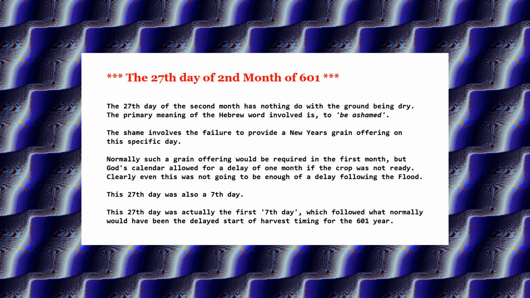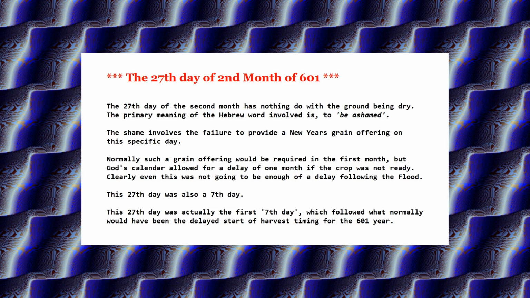The 27th day of the second month has nothing to do with the ground being dry. The primary meaning of the Hebrew word involved is to be ashamed. The shame involves the failure to provide a New Year's grain offering on this specific day. Normally, such a grain offering would be required in the first month, but God's calendar allowed for a delay of 1 month if the crop was not ready. Clearly, even this was not going to be enough of a delay following the flood.